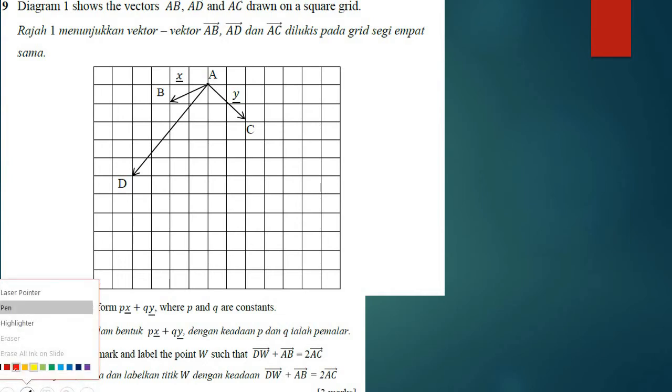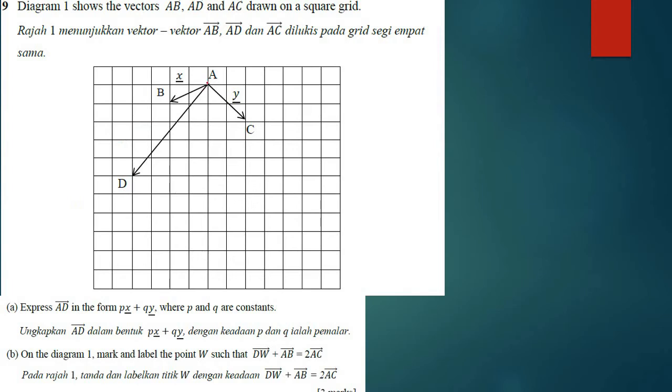Okay, now you have to understand the diagram. Vector AB is drawn like this. Vector AC is drawn using this one. You have to memorize vector A is like the diagonals of these two boxes, right? So vector AC is the diagonal of these 4 boxes. Okay? So how do you find vector AD?